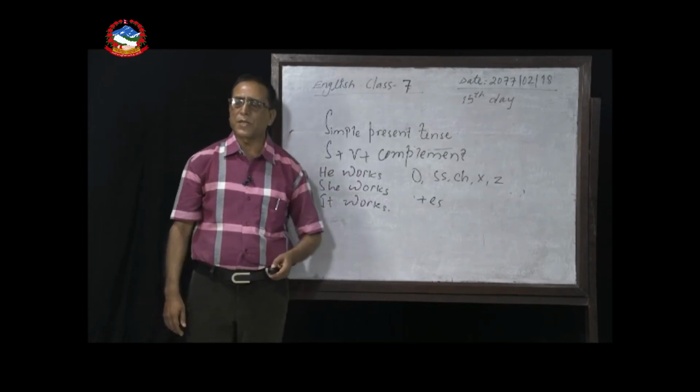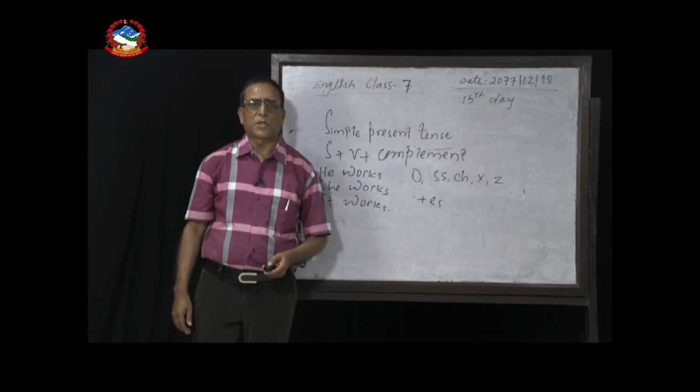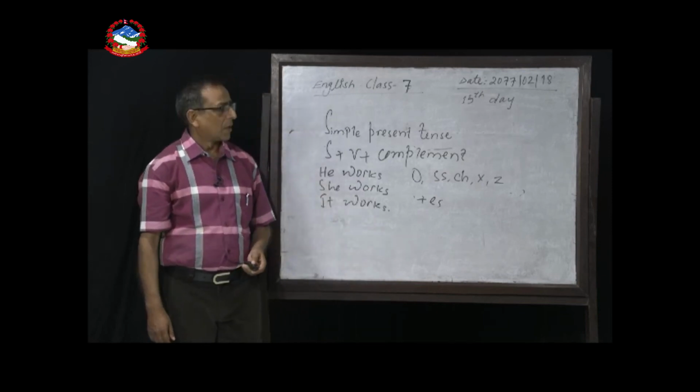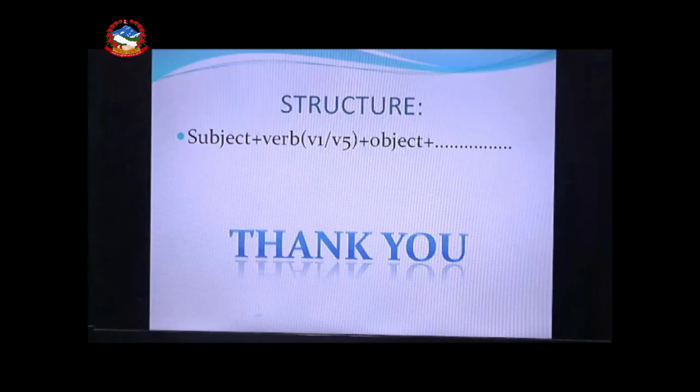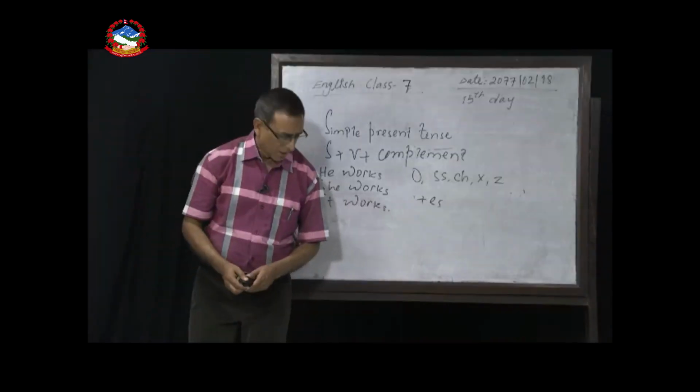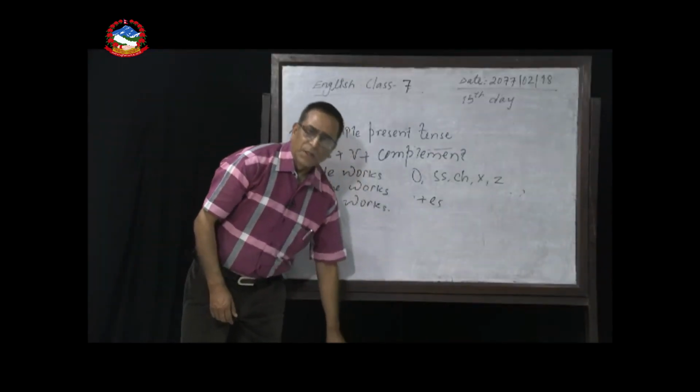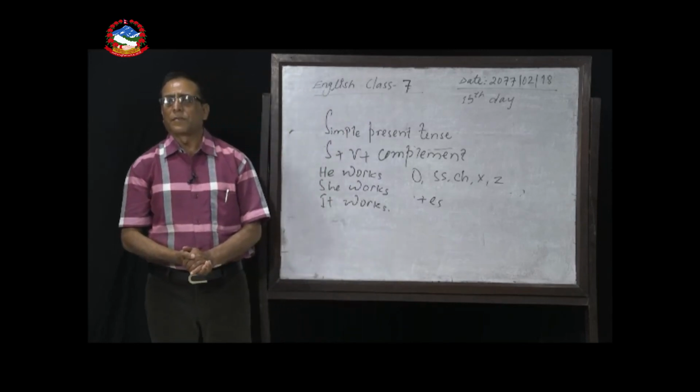Now, dear students, at last I am saying you have to write in your notebook the structure of simple present tense. First of all, subject plus verb 1 or verb 5 according to the noun or pronoun which is used as a subject. I have already taught you verb 1 or verb 5, plus object, then plus complement you have to say here.